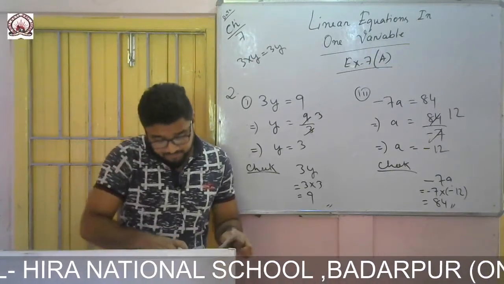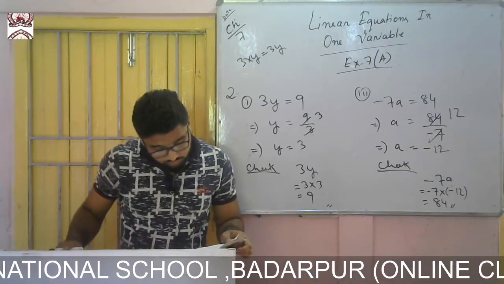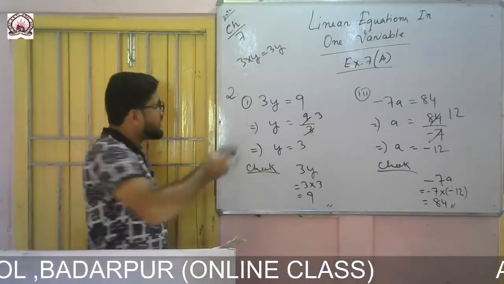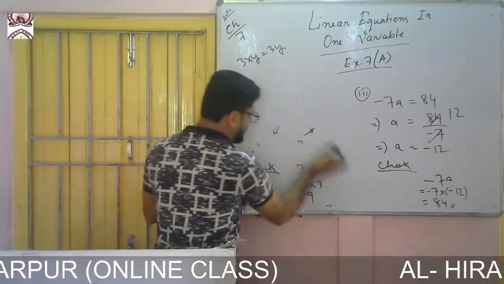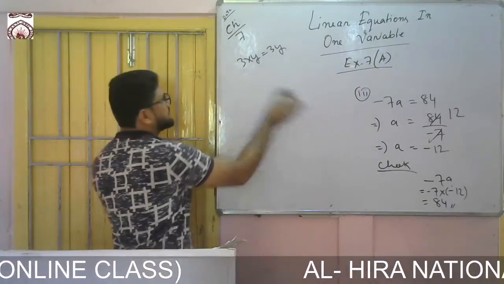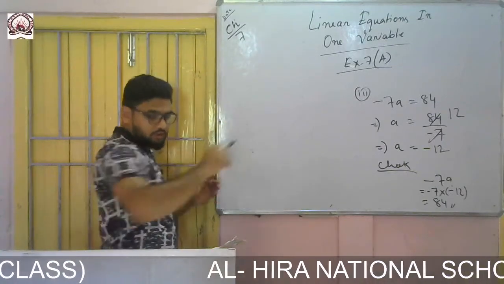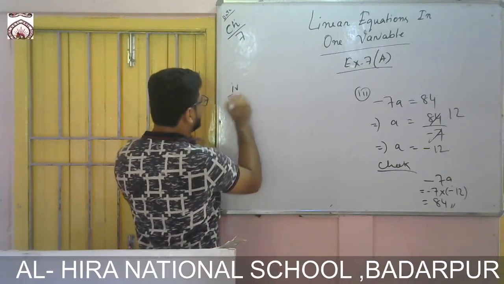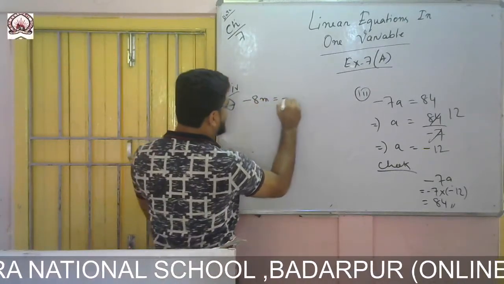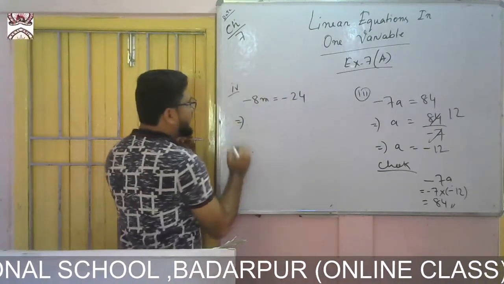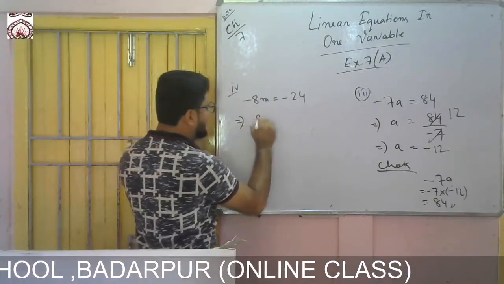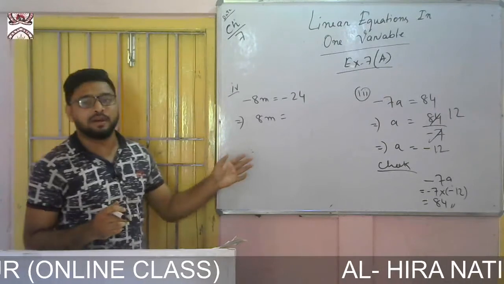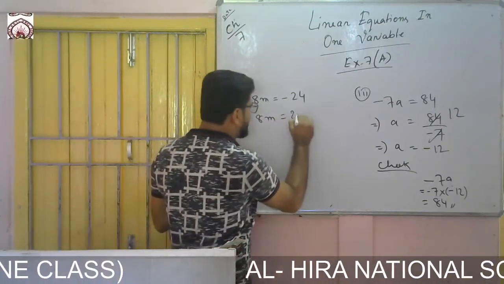Now come to question number 4. Question number 4, what is there? Minus 8m equals minus 24. So this minus minus will get cancelled on both sides. If you see minus on both sides, it gets cancelled. Then remain only 8m equals 24.